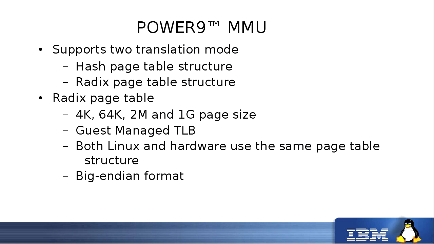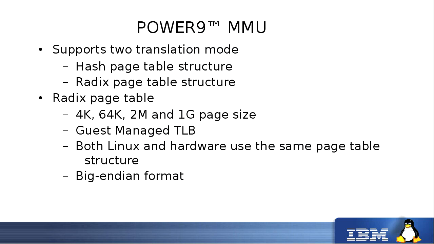Now, radix page table structure is a multi-level page table. I have a diagram which explains it in detail later. But you also need to understand the different page sizes supported by radix page table. So with Power 9, with radix translation mode, we support 4K and 64K, which is the same as the page sizes supported by Power 8. But our huge page size is slightly different. We have 2 MB and 1 GB, whereas with Power 8, we have 16 MB and 16 GB.